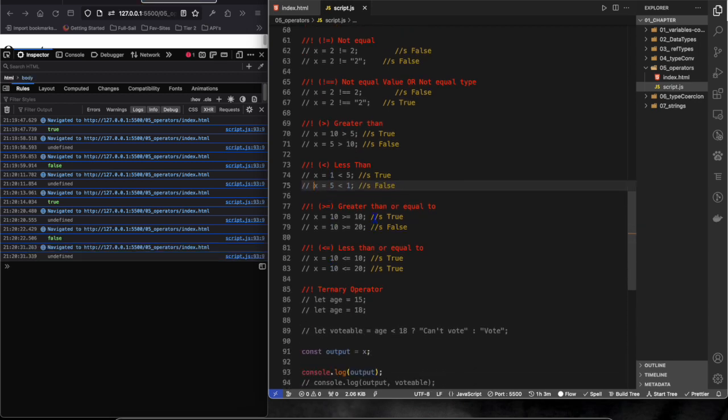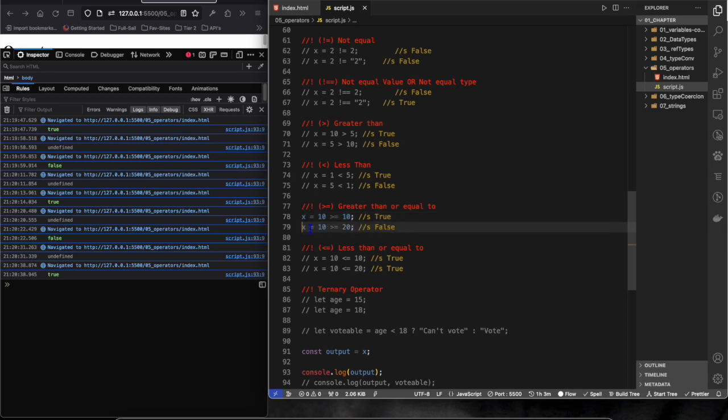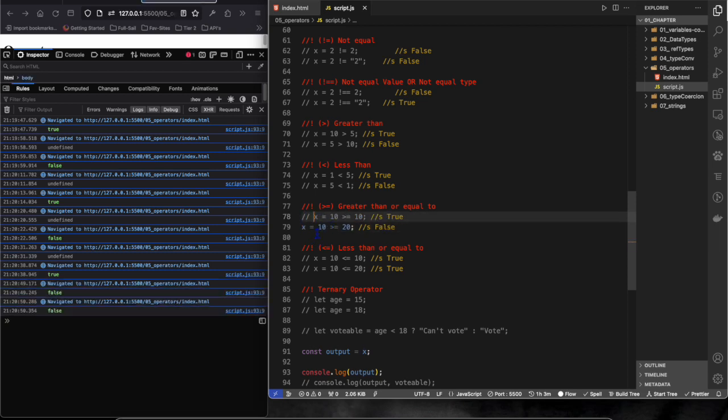We have greater than or equal to, which is a right arrow plus an equal sign. We have x equals 10, which is greater than or equal to 10, which is true because it is equal to 10. Now we have x equals 10 that is greater than or equal to 20, which is false because it's not greater than 20 and it does not equal 20, so that would be false. All this stuff's going to come together in future lessons. We're building up to it.